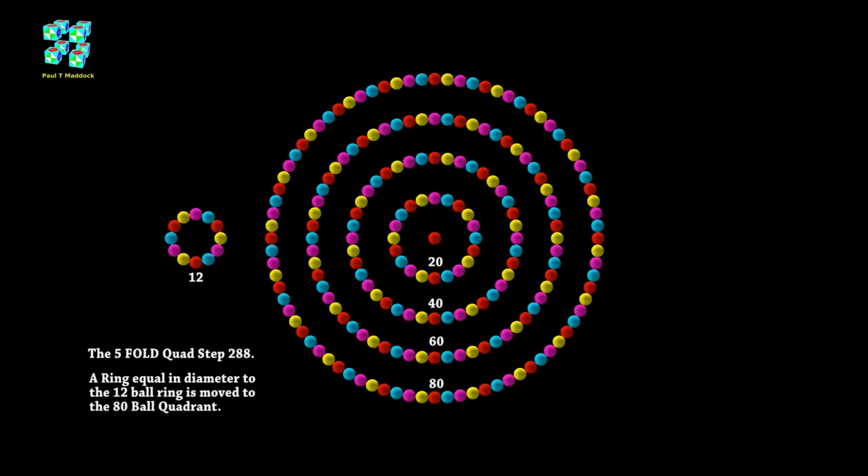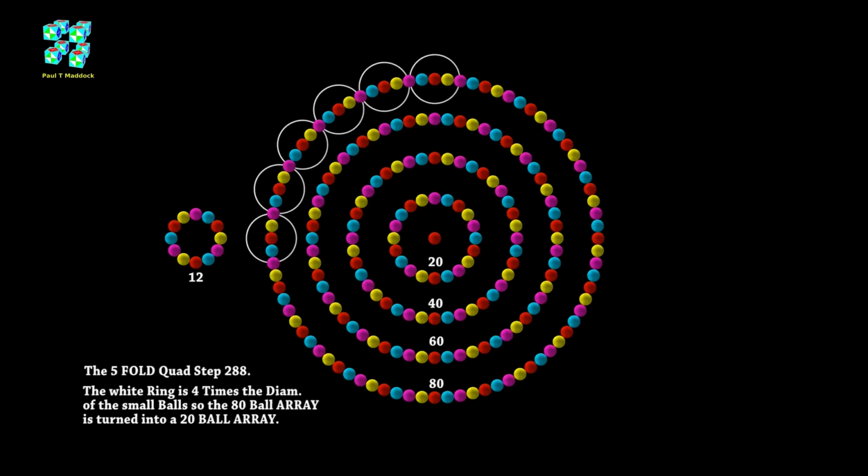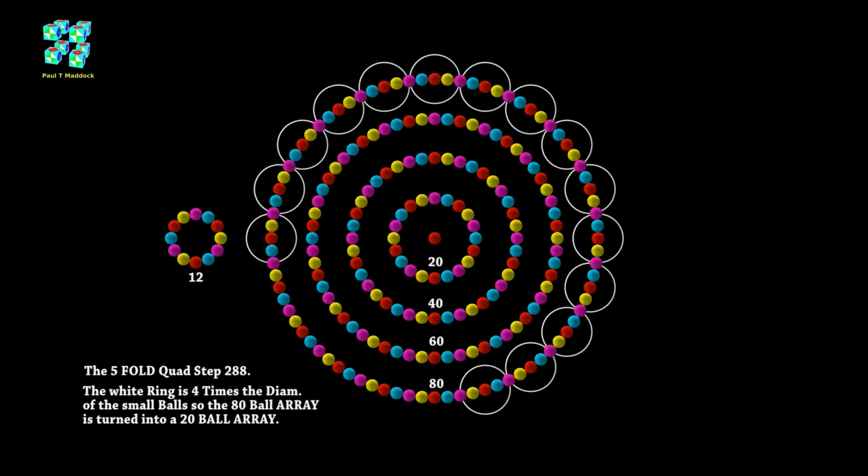Now I'm going to move a white ring the same diameter as a 12-ball ring to the quadrant of the 80 ring. Now I'm pretty sure that this ring is 4 times the diameter of one of the small balls. So by using the same circumference, we can turn the 80-ball ring into a 20-ball ring, 4-to-1. Something I'd like to add, the rings don't have to be 4-to-1, they could be half the size. We will still get a 20 array because we're using the same diameter and center point.